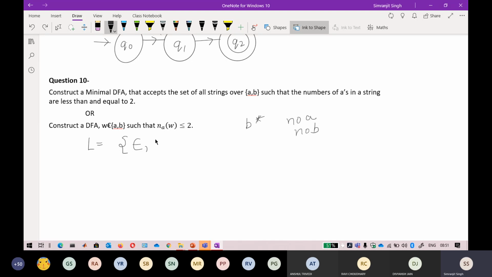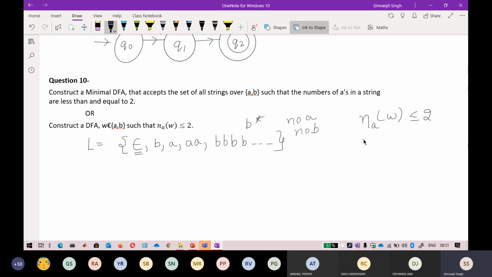In the same way, only one b can be possible, so there is no a here. Another will be one a can be possible and two a's can be possible, and b's can be anywhere, anytime. We do not need to worry about b. Just keep in mind this epsilon state, because I said that the number of a's in w should be less than or equal to 2.